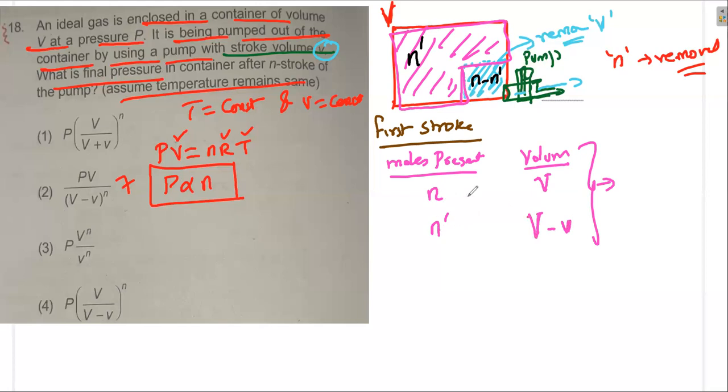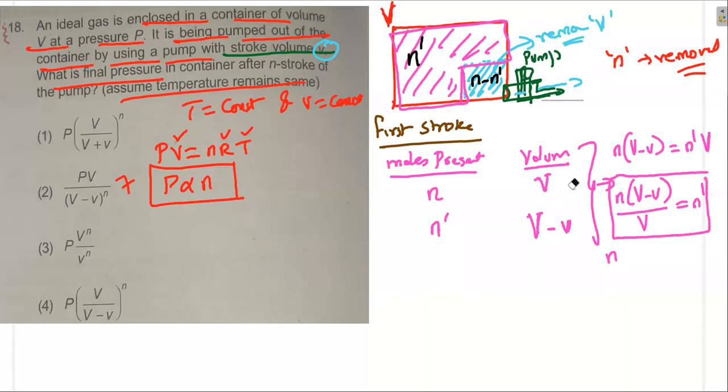If I cross multiply and equate, n into (V minus v) equals n prime into V. So n prime is n times (V minus v) divided by V. This is the number of moles. Understand the logic? The number of moles is decreasing, so the numerator is less than the denominator. That clearly shows the number of moles is decreasing, which is also logically what is happening. This is after the first stroke.